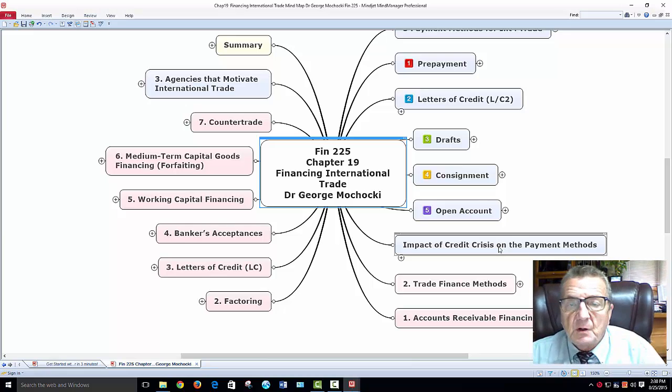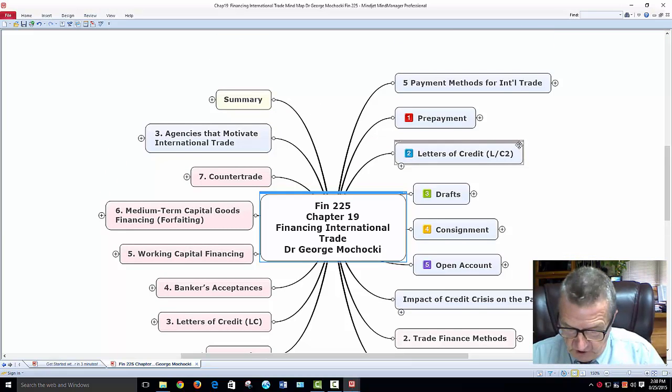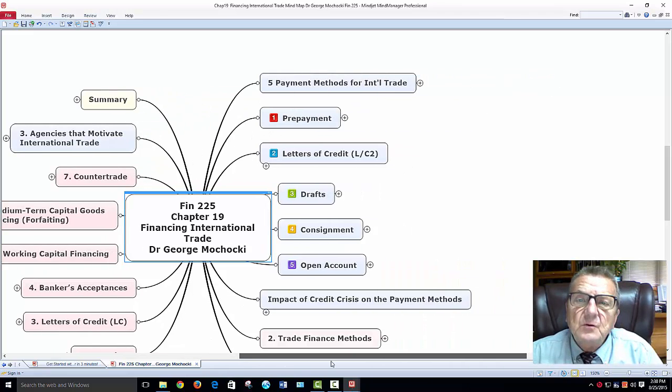All right, let's go on into here. So I have this information here, and we should do pretty good. Okay, so let's go on to the first one: 5 payment methods for international trade. Here you can do a lot of definition.